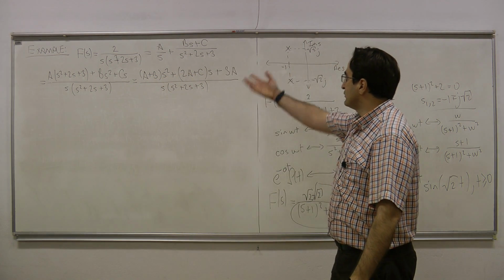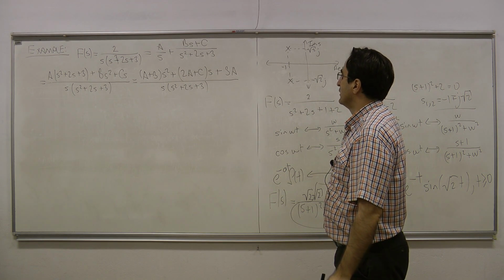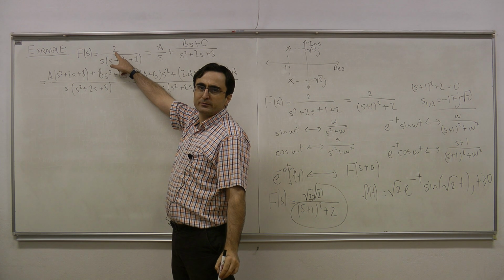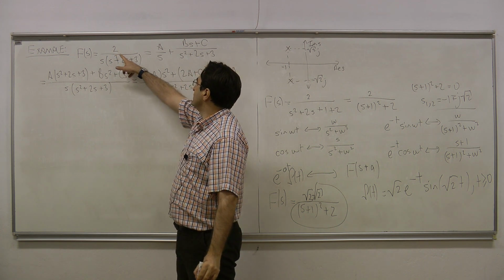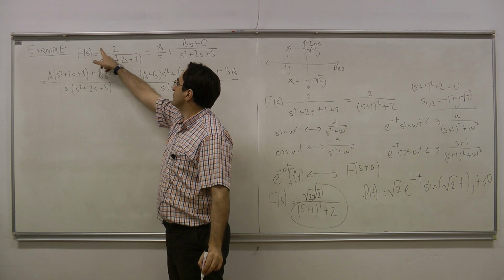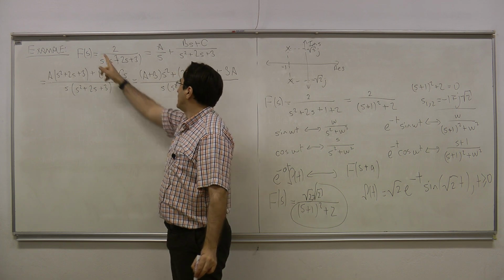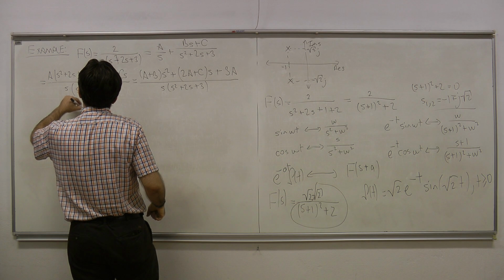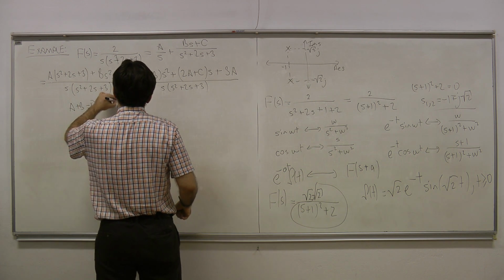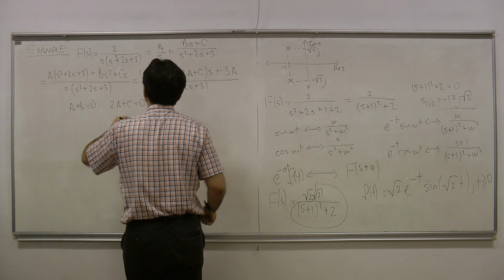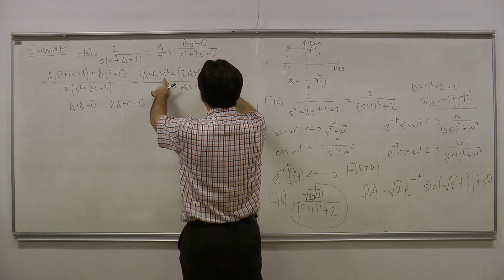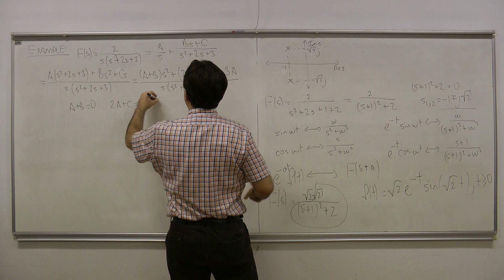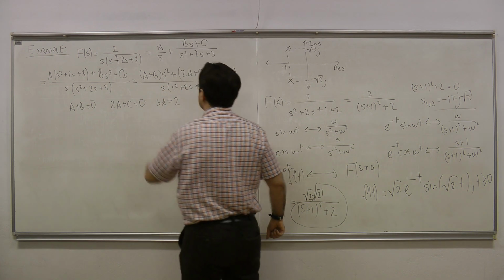Now I'm just going to equate the numerators. You see that there is only a constant term in the numerator. What does this mean? This means that the coefficients of s and s squared are going to be 0. So a plus b is equal to 0, and 2a plus c is equal to 0. The coefficients of s squared and s are 0. And the coefficient of 1, 3a, is equal to 2. Okay?